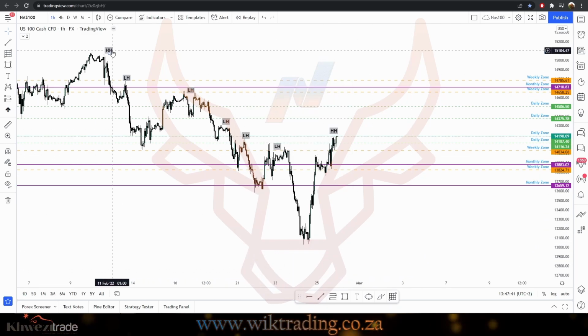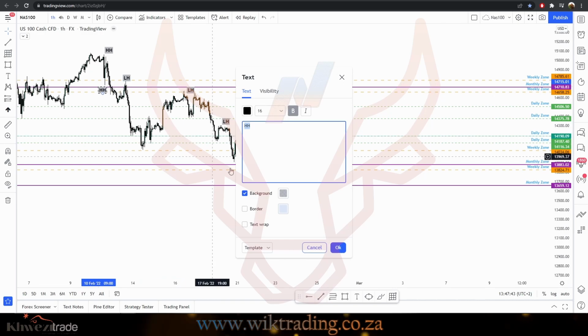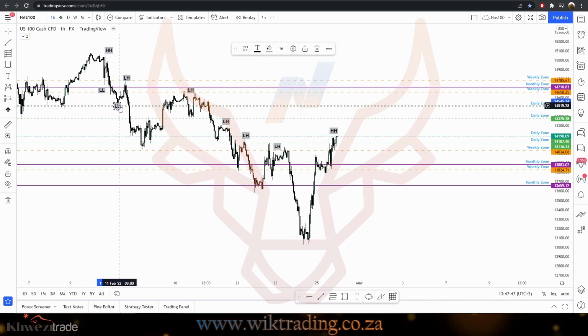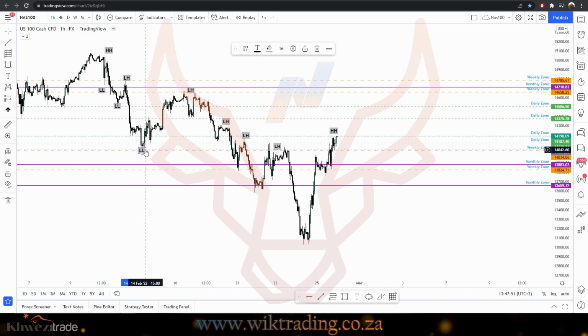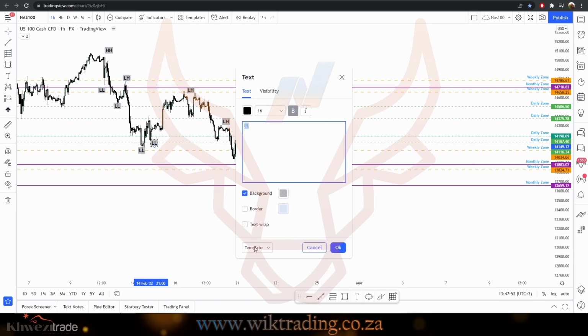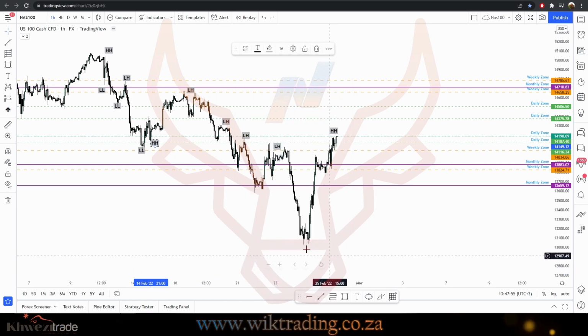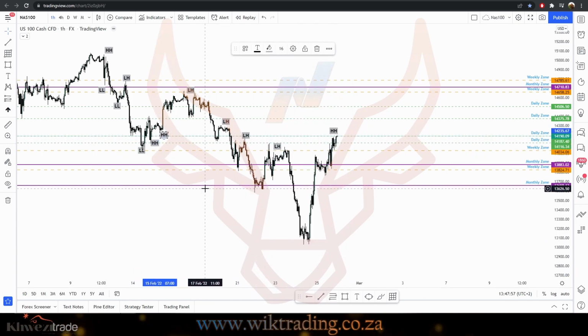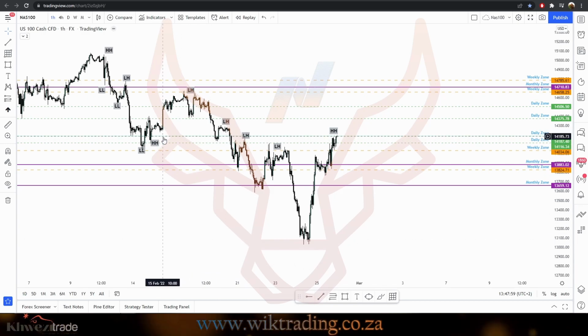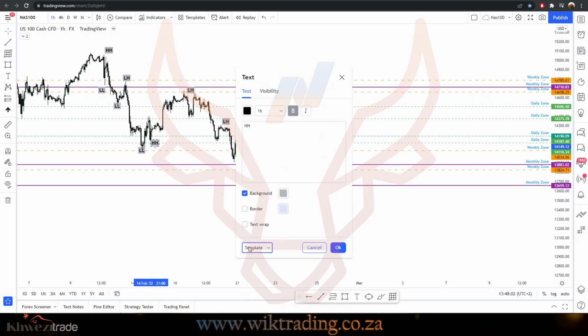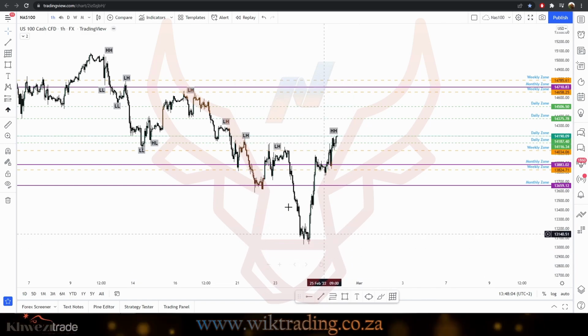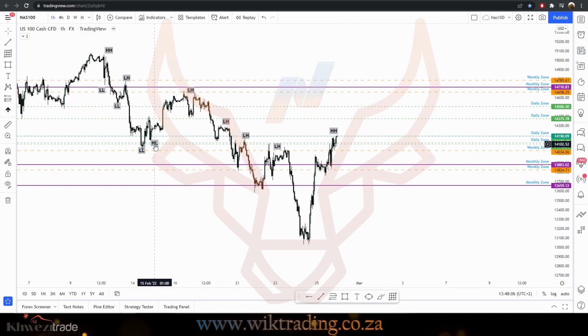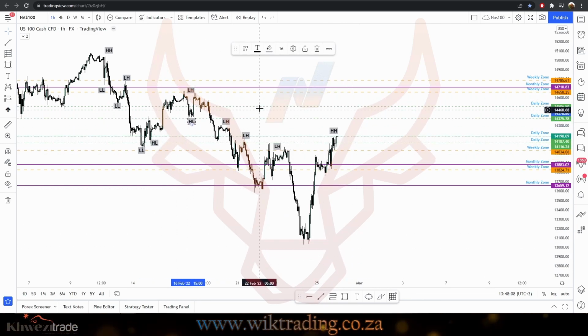If we look at the bottom of the structure, we've got a lower low here, another lower low here, another lower low here, and then we've got a higher low there. And then we've got another smaller higher low there. Okay, I'm just going to remove that. Just place this one here, higher low, and then we've got this area here. Okay, and then we've got another higher low there.